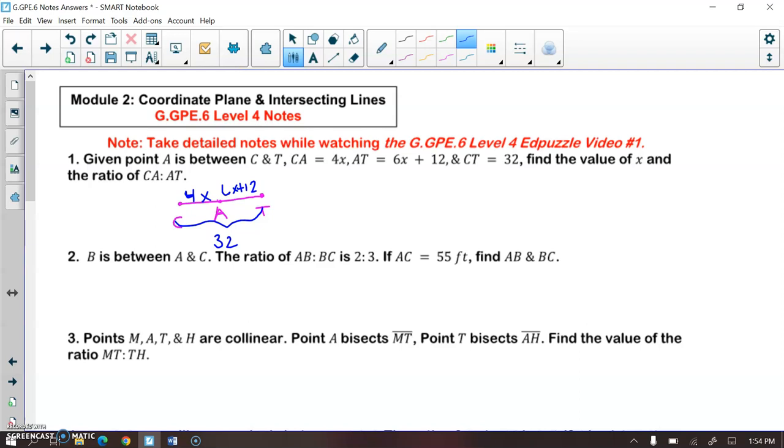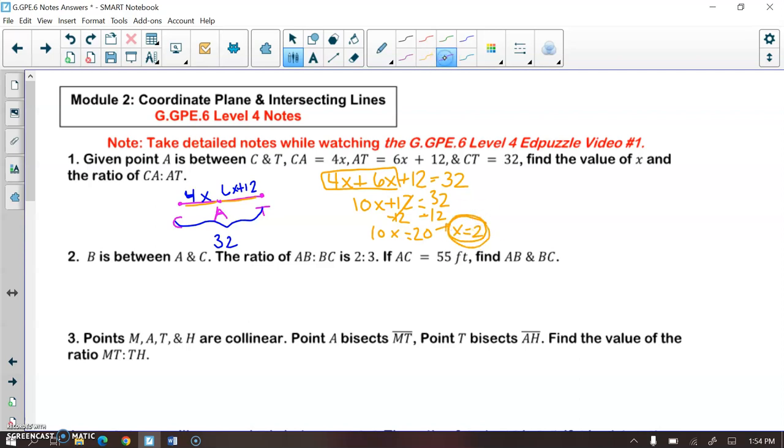This brings us back to segment addition postulate. If I take 4x and I add it to the 6x plus 12, that will give me the length of my whole segment, which is 32. Combining like terms, I have 10x plus 12 is equal to 32. Subtracting 12 from both sides, I would get 10x is equal to 20. So then dividing by 10 on both sides, I get x is 2. So I found x, that's part of my answer.